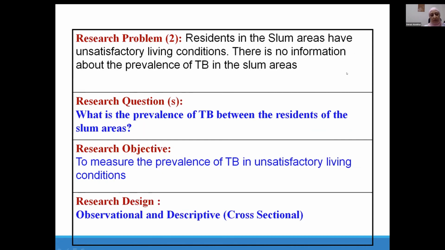For the next problem, residents in the slum areas have unsatisfactory living conditions. There is no information about the prevalence of TB in the slum areas. So our question was, what is the prevalence of TB among the residents of the slum areas? And for our objective, we said that we need to measure the prevalence of TB in an unsatisfactory living condition, which refers to the slum areas. We consider this an observational design, and it's going to be very descriptive since we're not comparing these residents with other residents or anything else. And at the same time, we consider it a cross-sectional study.